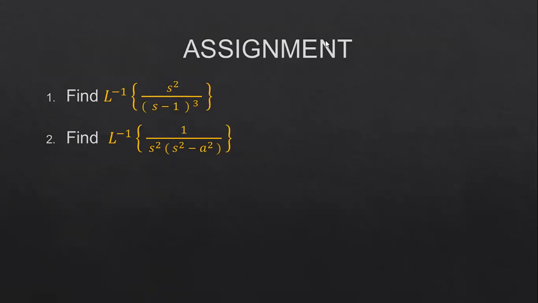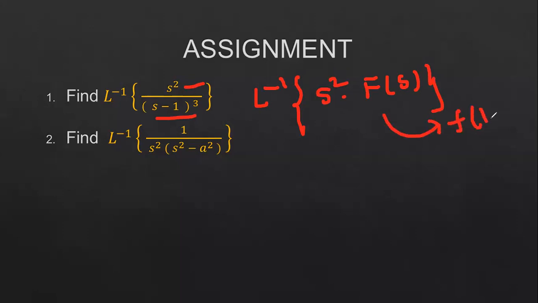So here, that is Laplace inverse of s square into f of s. What you have to do is convert this f of s function into f of t. Since it is multiplied by s square, we have to do 2 times differentiation for this f of t function.